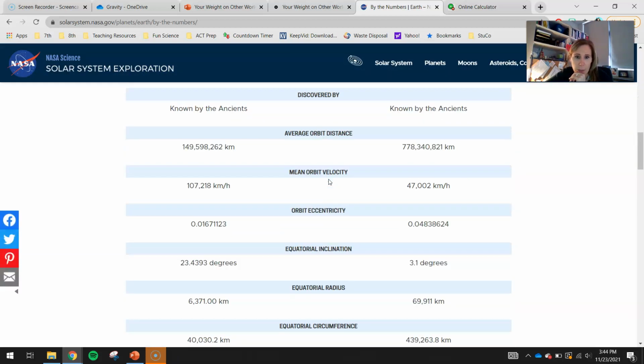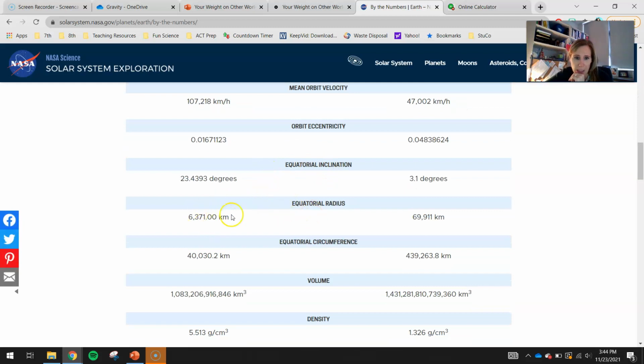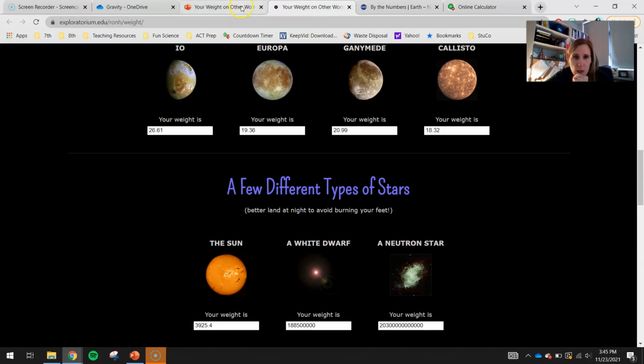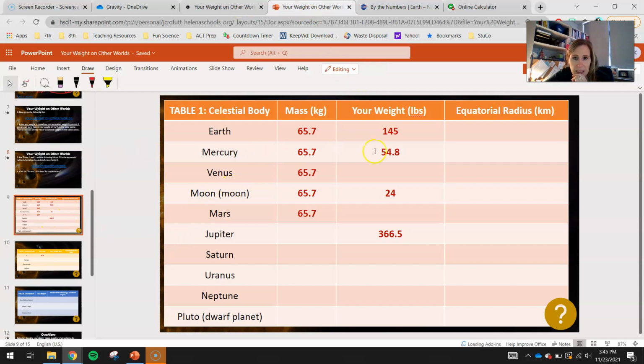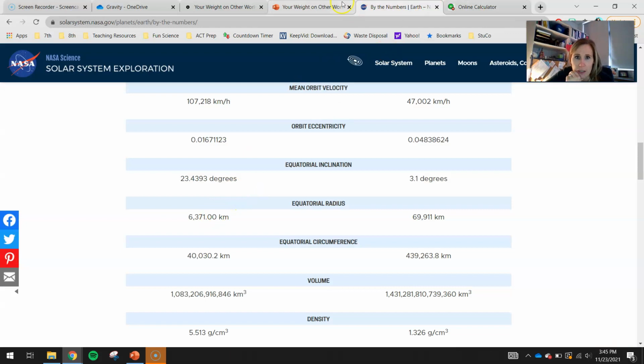Okay, I'm going to scroll down in by the numbers until I see equatorial radius. Remember, radius is like the half. If we take a circle, and most of our planets are fairly circular shaped, and take half of that, straight from the outside to the middle, that's the radius. That gives us a big idea of how big or small those planets are. So Earth has an equatorial radius of 6,371. So in my sheet here, I'm going to go into Earth. And Earth has 6,371.